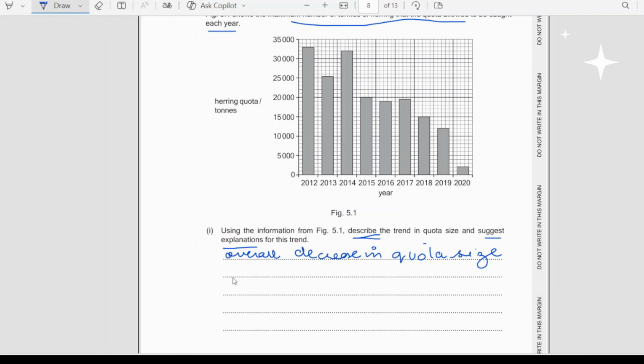Okay, from 33,000 tons to 2,500 tons. So you have given the 2 points for description. Now give the explanation, it's a 4 mark question since I have erased it by mistake. What is the explanation? Why have they reduced it?